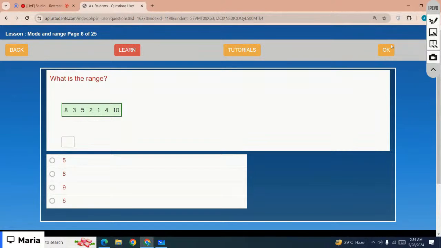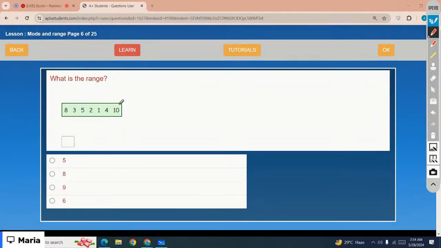The greatest value in the given data is 10. The smallest value in the given data is 1. So the range is 10 minus 1, that equals 9. So the correct option is 9. The range is 9. The correct option is 9.